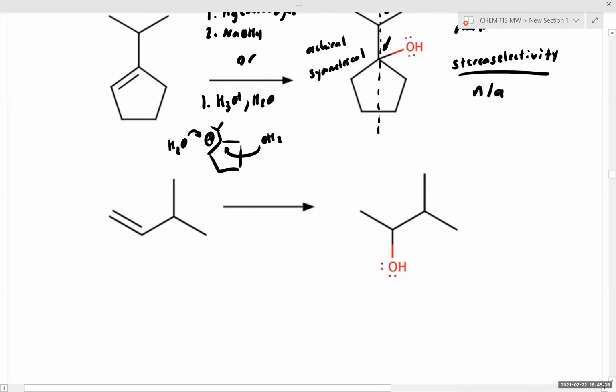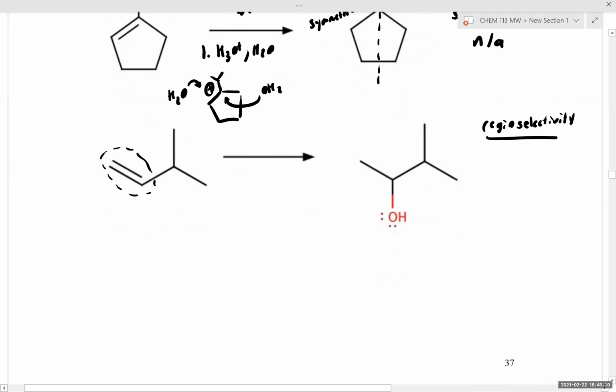Now let's look at this second example. This one looks similar to this previous example, but it has an odd quirk due to the substrate's structure. So in this next case, we want to install this alcohol. What is the regioselectivity? Looking at this alkene here.